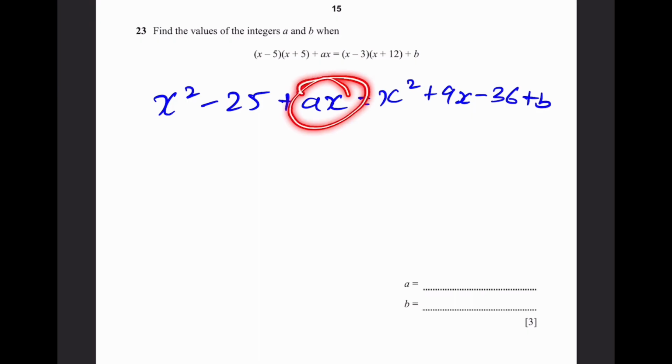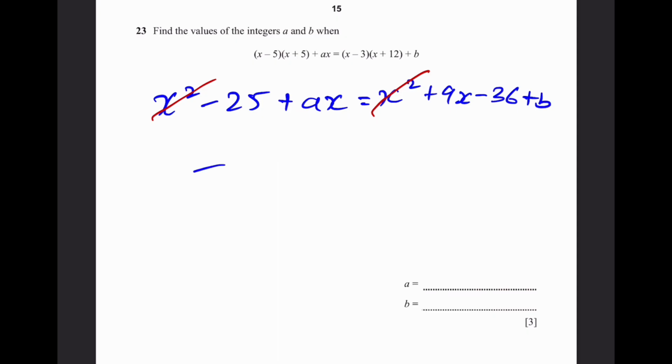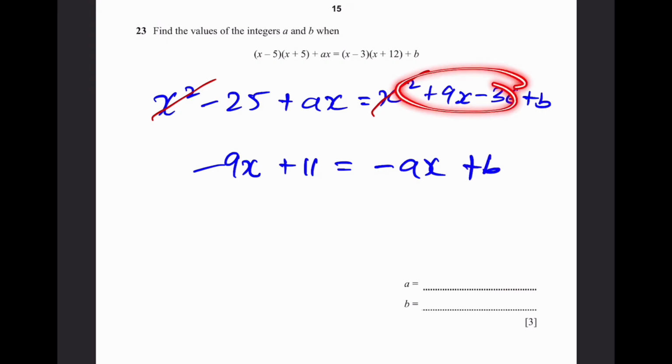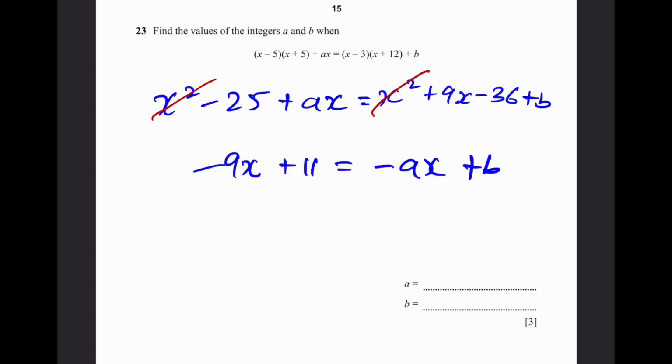Now, how do we find what a and b are? First, we can cancel out the x squareds because they are present on both sides of the equation. Now, let's bring all the unknown terms to one side and the known terms to the other side. That means minus 9x plus 11 equals minus ax plus b, because we bring 9x and 36 here. So that's minus 9x minus 25 plus 36. This becomes plus 11. And plus ax becomes minus ax when you bring it here.